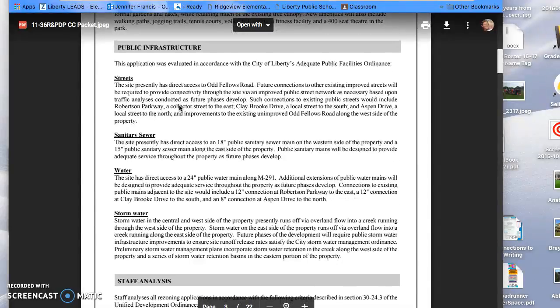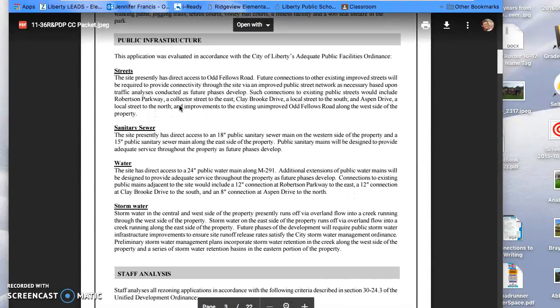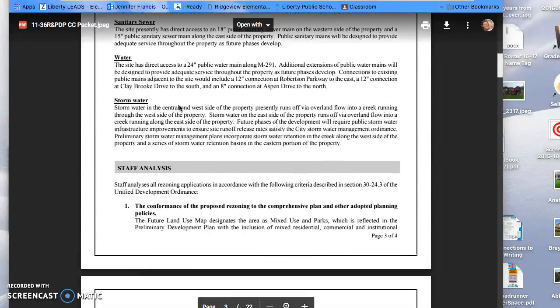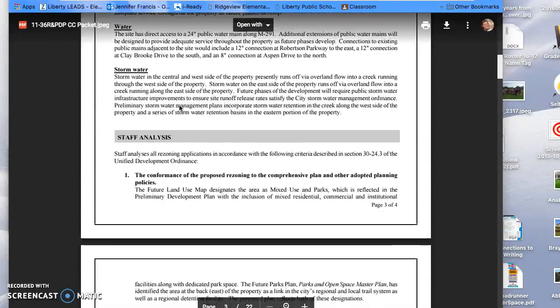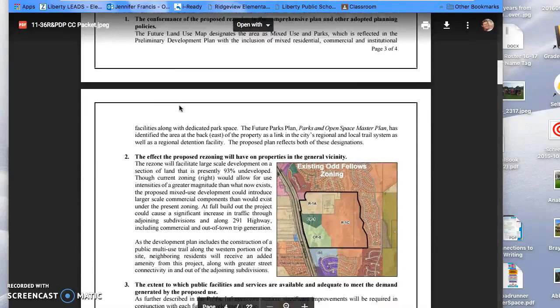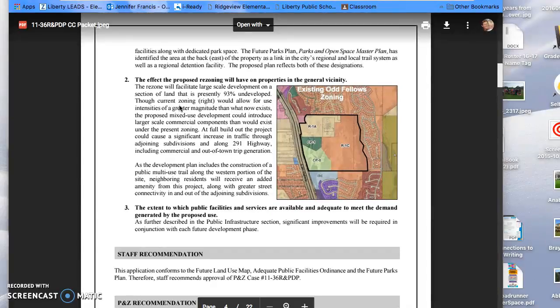They have also taken into account the infrastructure, so what needs to happen with the streets, the sewer lines, the water lines, the stormwater that needs to be planned around. They're also including actual specific images. So here is an image, and then they have defined the different sections of the property that they're proposing with different colors.